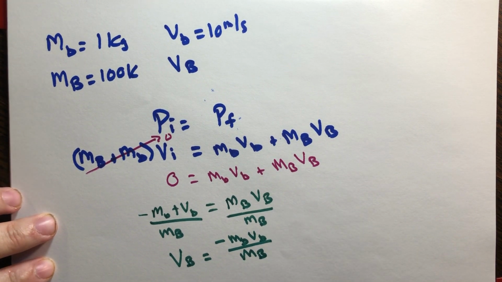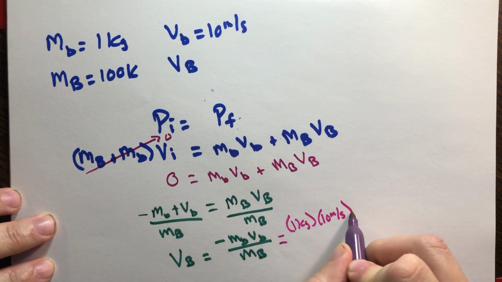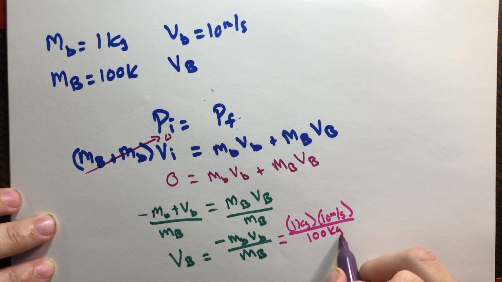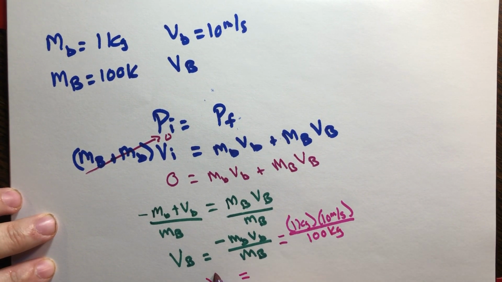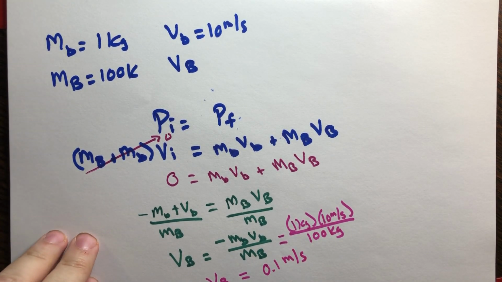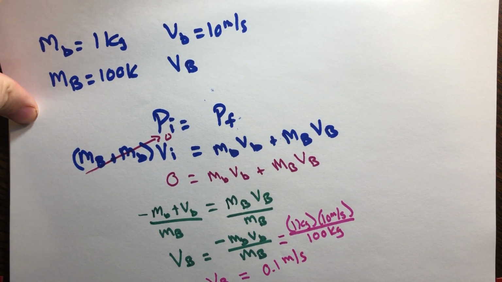Okay? So here we can just plug in some numbers. Mass of the book is 1 kilogram, velocity of the book is 10 meters per second, and divided by the mass of you in the boat of 100 kilograms. And that is going to give you a velocity of exactly 0.1 meters per second. So that gives you a velocity, but now we need to figure out the time that it takes for you to get there. Okay? So remember this velocity, 0.1 meters per second.